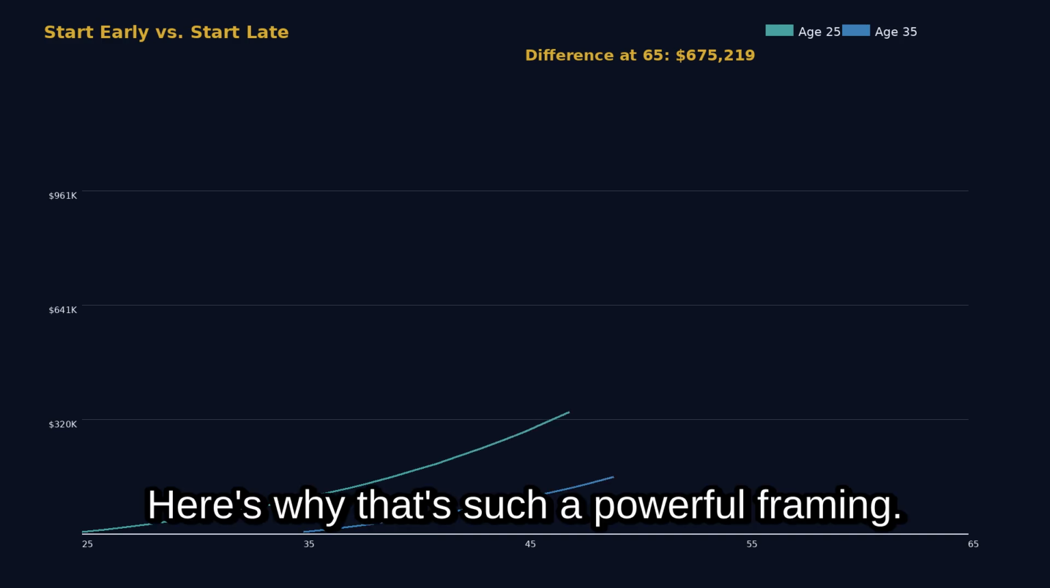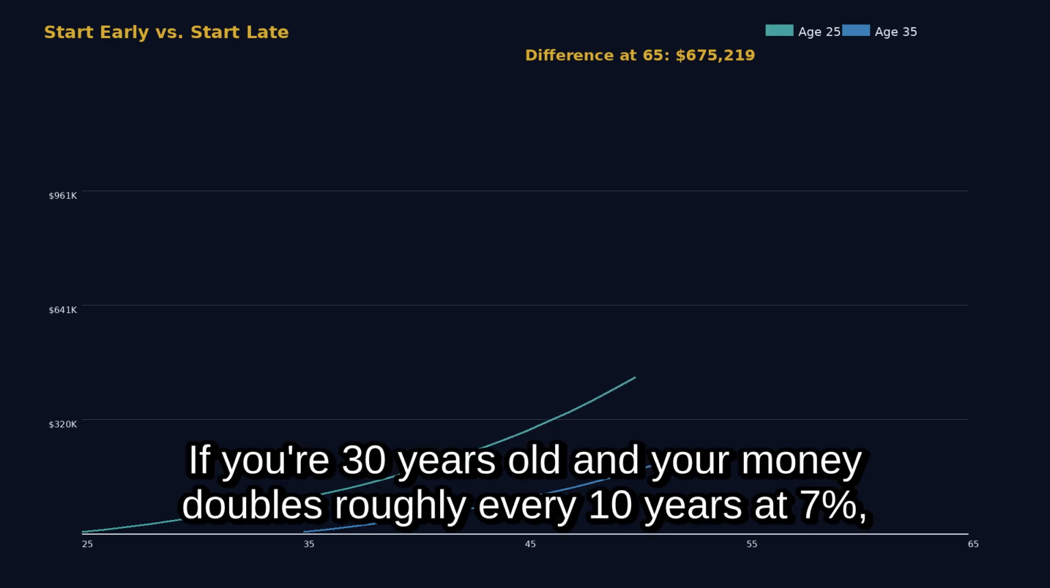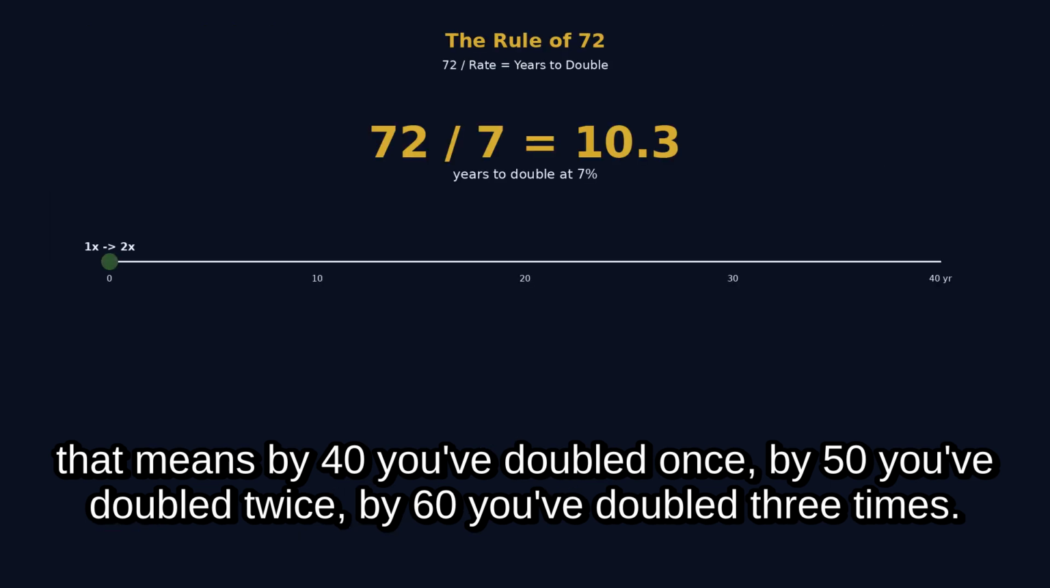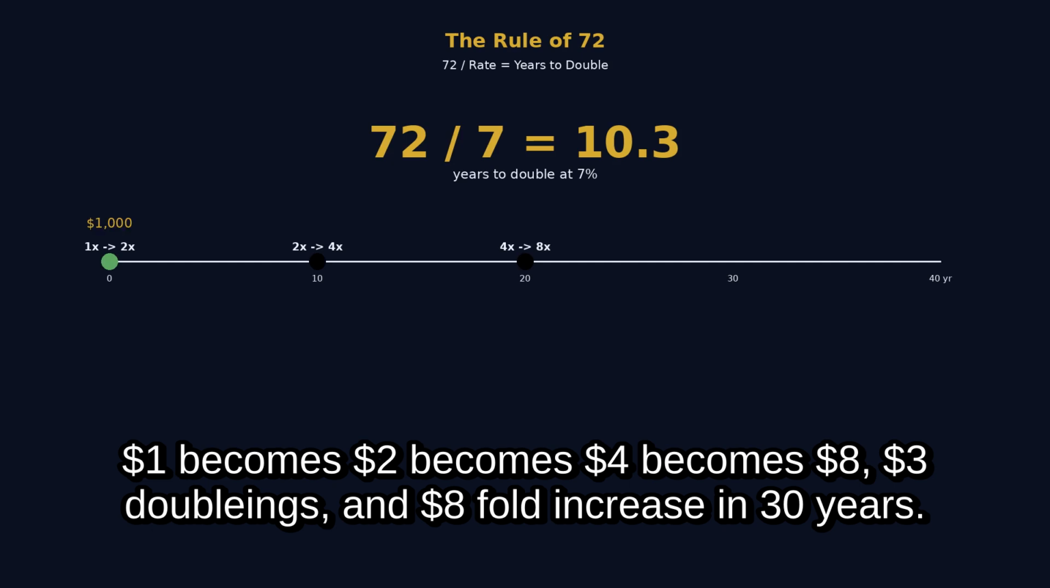Here's why that's such a powerful framing. If you're 30 years old and your money doubles roughly every 10 years at 7%, that means by 40 you've doubled once. By 50, you've doubled twice. By 60, you've doubled 3 times. $1 becomes 2, becomes 4, becomes 8. 3 doublings, an 8-fold increase, in 30 years.